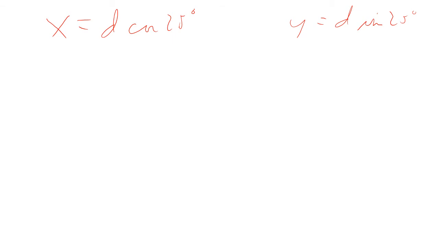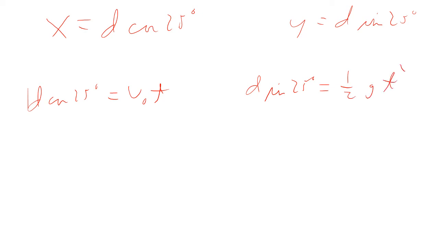So now we go back to our equations. Our x equation now looks like d cosine 25 degrees equals v naught t. And then our y equation looks like d sine 25 degrees equals 1/2 g t squared. Now we have 2 equations and we only have 2 unknowns left, d and t. So let's solve for t here because we're trying to find d. So t is going to be d cosine 25 degrees over v naught.